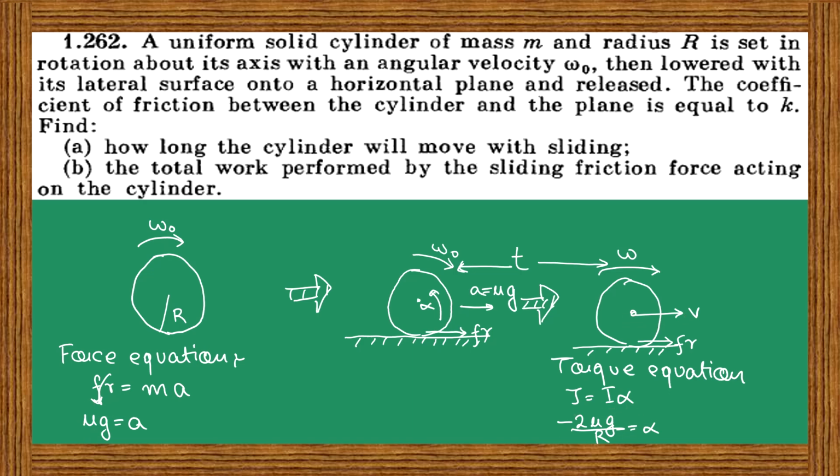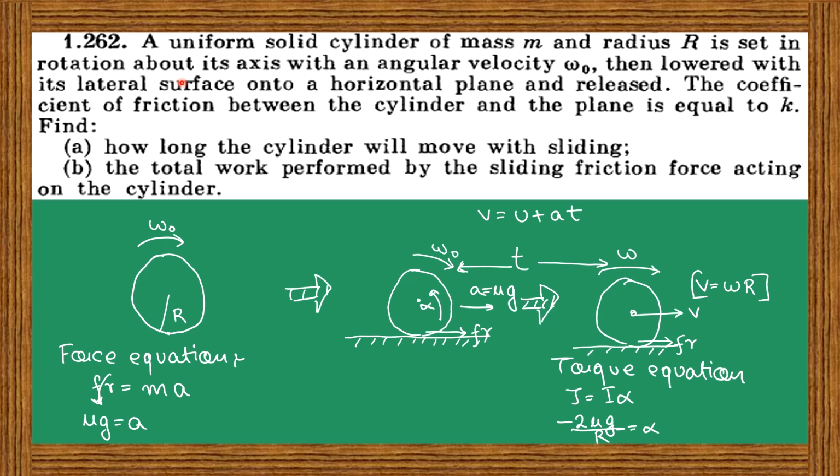Okay, and when the slipping stops, what can I say? That the relation between V and omega is nothing but V is equal to omega R, when the slipping stops. Now from this position to this position, can I apply V is equal to U plus AT? Okay, I simply apply V is equal to U plus AT.